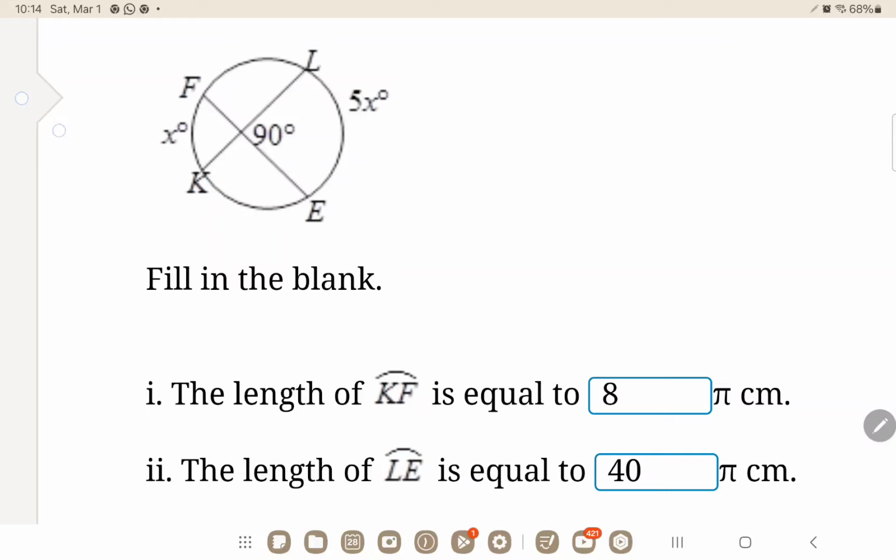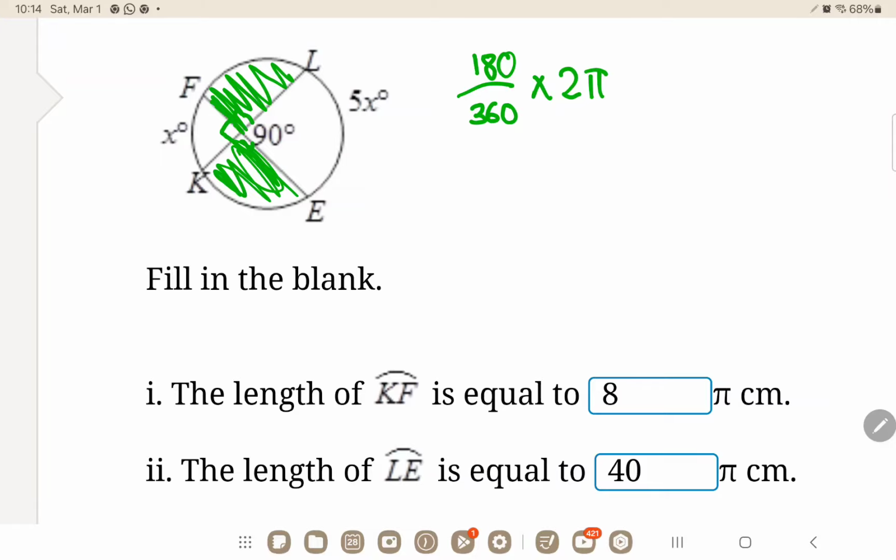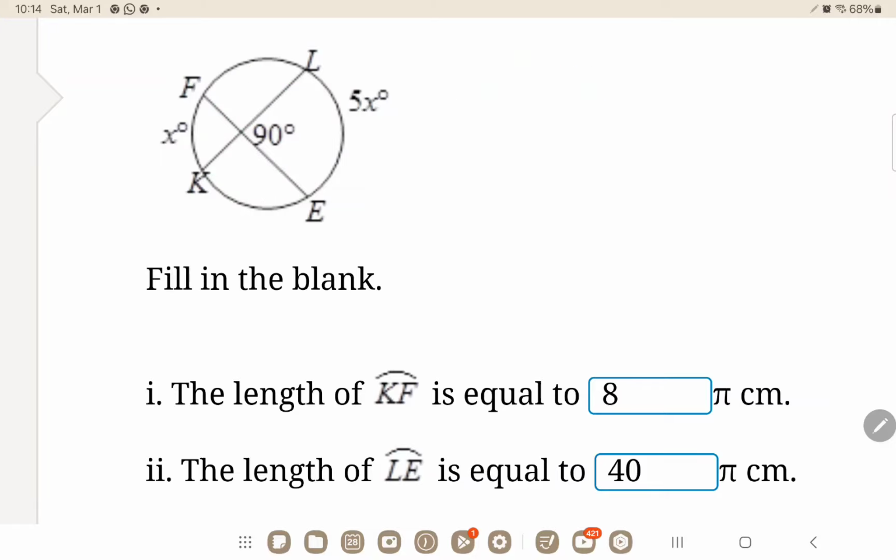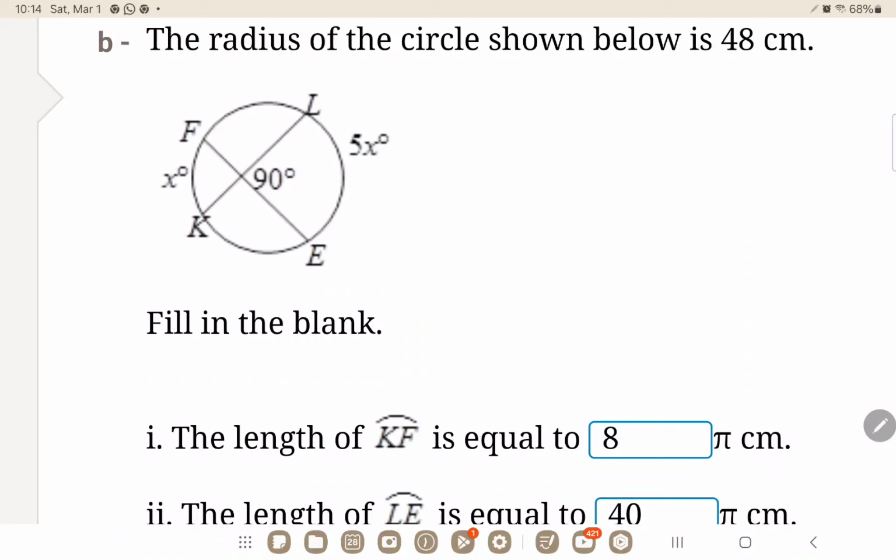So what are we gonna do? This is 90, so this is 90, this is 90, and this is 90. All of them are 90. So we're gonna subtract 180 from them. We're gonna subtract two 90s. You're gonna be left with 180 over 360, right? Times 2 pi, and I forgot to check the radius again. It's 48. So it's 180 over 360 times 2 pi 48.